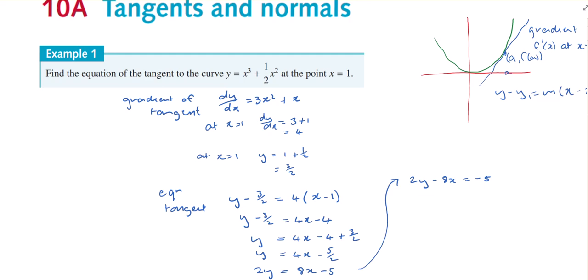You could also multiply everything by negative 1, and then you would have a positive 8x, and you would have minus 2y equals 5. Any of these forms where I'm putting the asterisks is fine, but you certainly have to be able to get from one form to the other. And that gives us our tangent for that particular example.